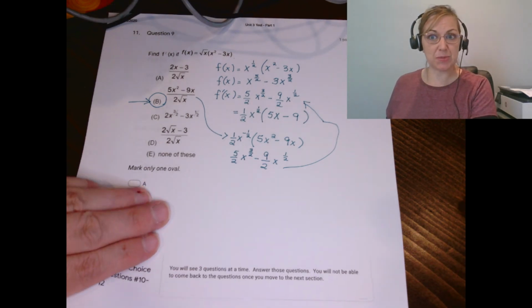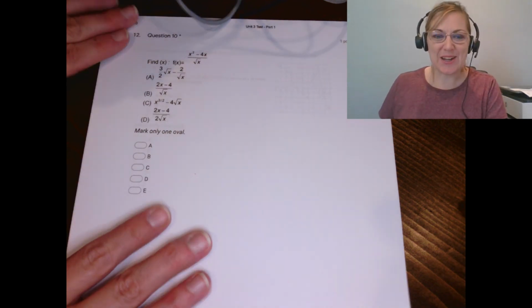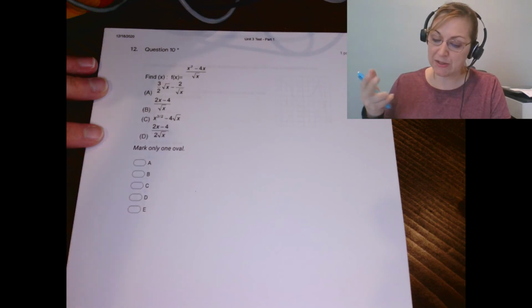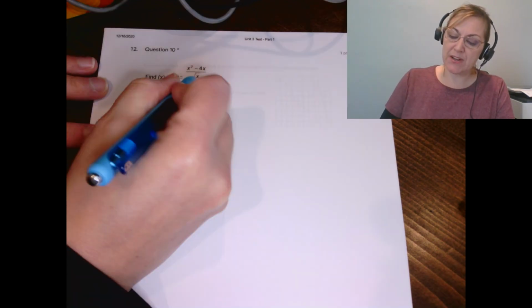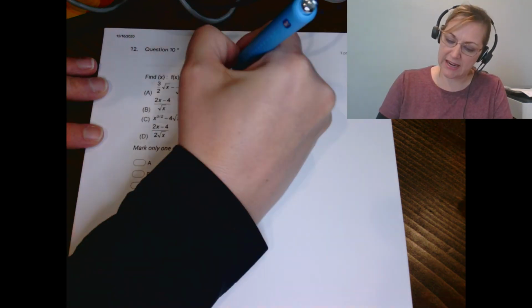Really beefing up those algebra skills. Okay, 3 questions to go. We've got number 10 here. I'm probably going to use a similar approach to this one. So I'm going to bring this x, the square root of x, I'm going to bring it to the top as an x to the negative 1 half.